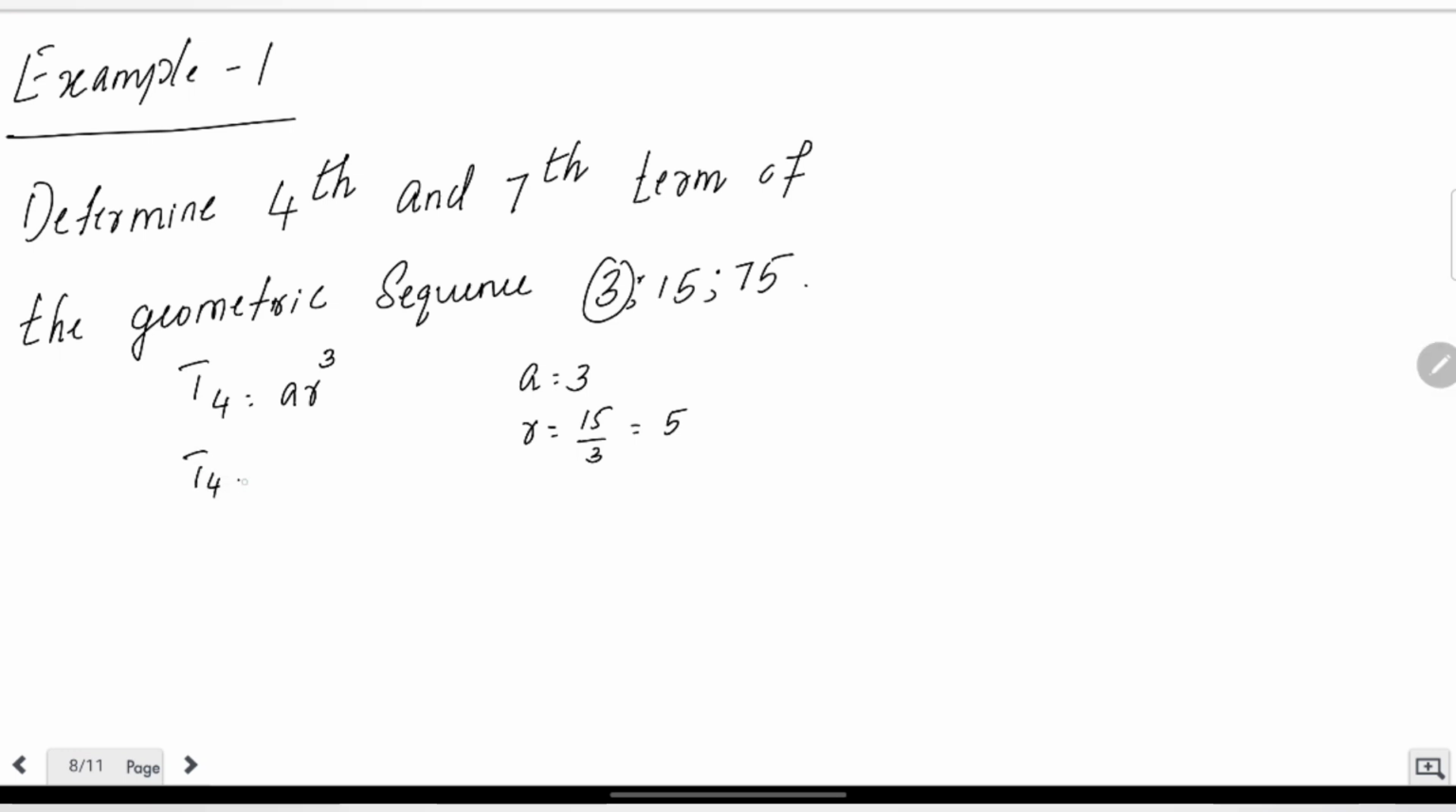So T4 is equal to 3, just substitute: a becomes 3, r becomes 5, to the power 3. When you do this in the calculator, you will get 375. So this is how we do it. It's very simple. Similarly, you can find T7. What is the formula? ar to the power 7 minus 1, that is 6. a is 3 times r is 5 to the power 6. You can use the calculator. It will give you the answer 46,875.